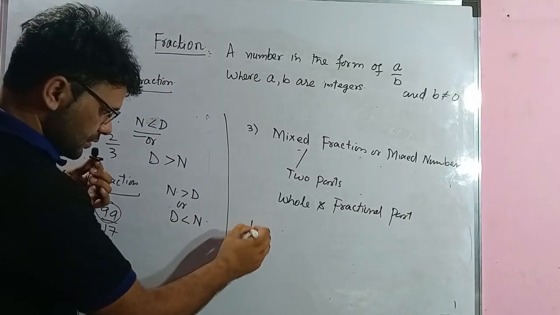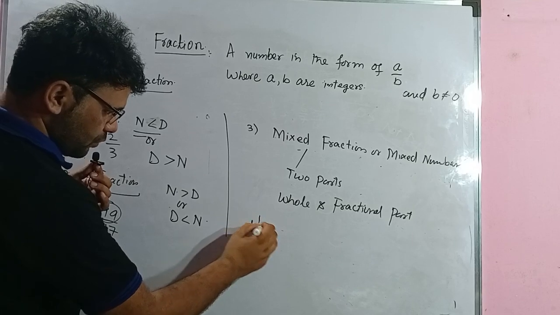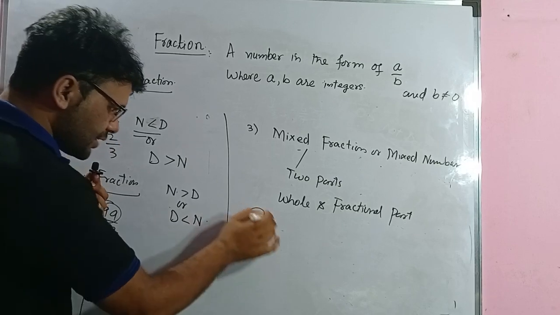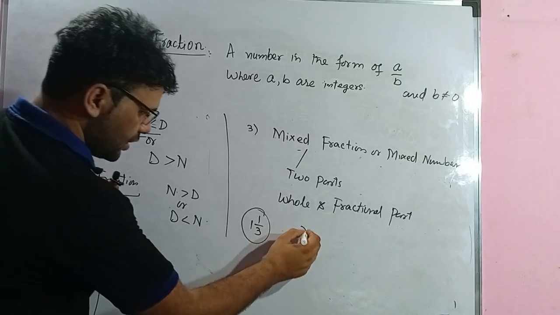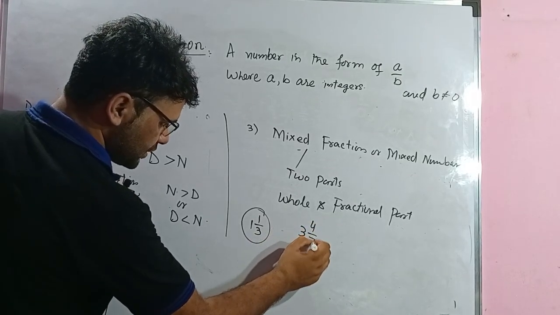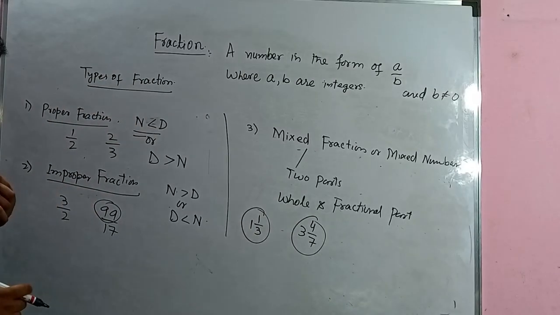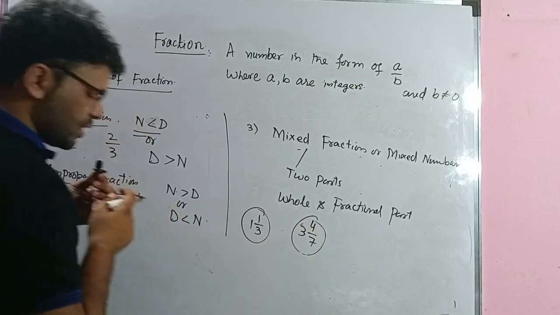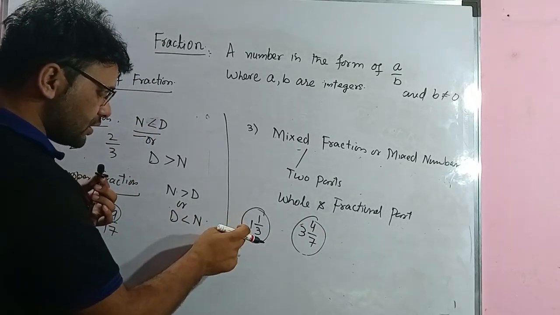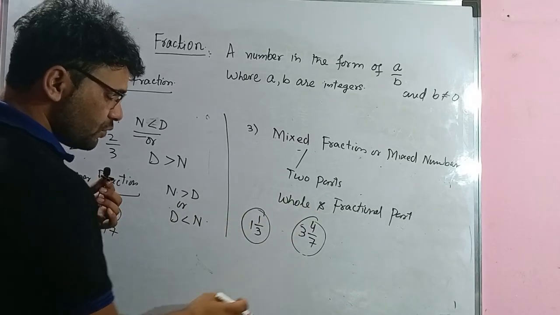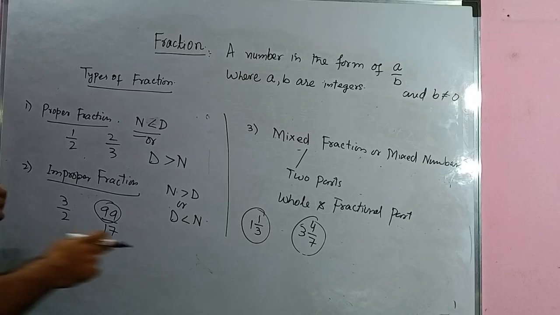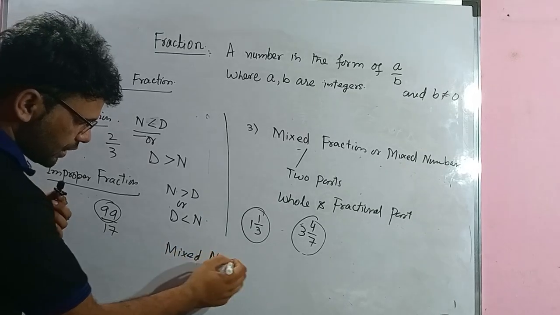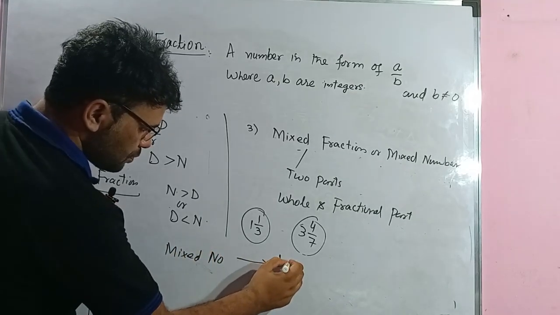You have seen these numbers, 1 mixed 1 by 3. Here this 1 is the whole and 1 by 3 is the fractional part. This makes the mixed fraction. And you can see here 3 mixed 4 divided by 7. This is a mixed number or mixed fraction. Why? 3 is the whole and 4 by 7 is the fractional part. We can also read it as 1 and 1 by 3, 3 and 4 by 7. This is actually the mixed number. Now you can see, every mixed number can be converted to an improper fraction.